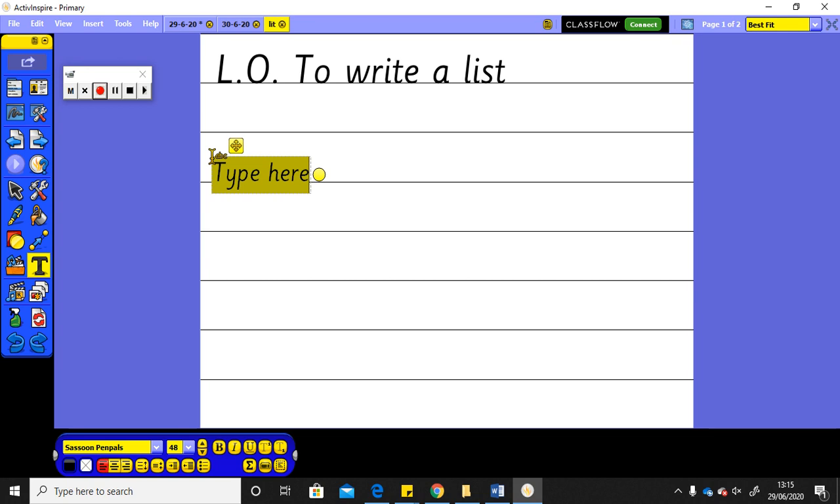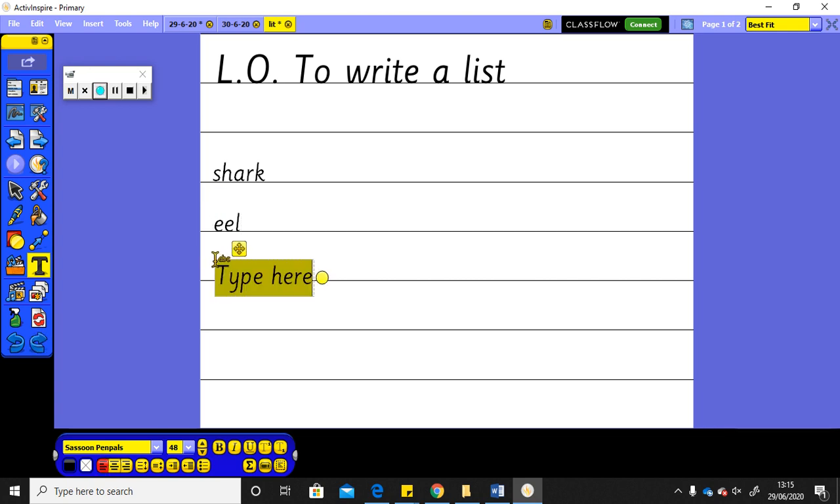Sh-ark. Shark. Okay, the next thing was an eel. Eel. So that's E, E, L. Eel.